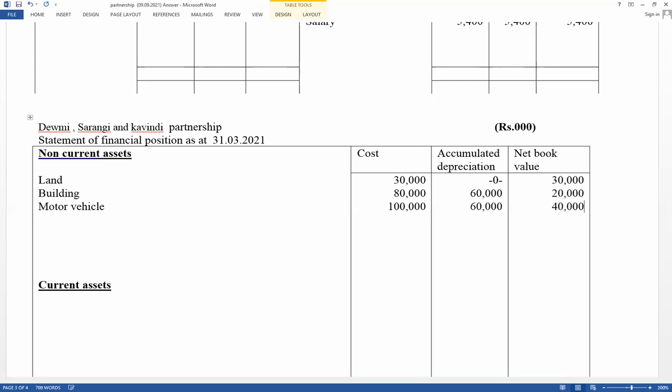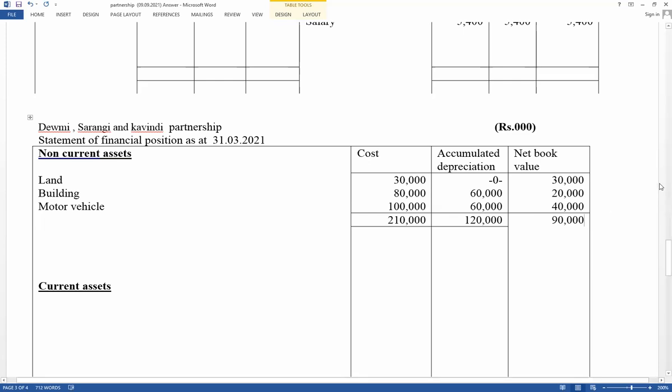Take the net book value, and at the same time try to calculate the total value also. Cost value total amount equals 210,000, and accumulated depreciation total value equals 120,000. Therefore, net book value equals 90,000. This is the way you have to disclose information relevant for non-current assets. Think how to calculate annual depreciation as well as accumulated depreciation closing balance also.